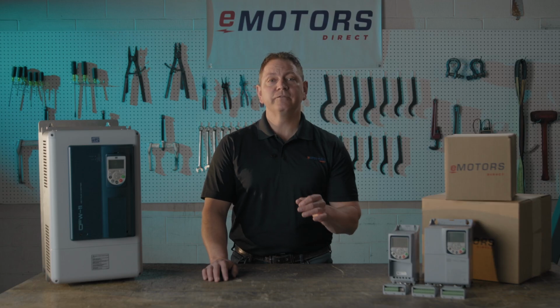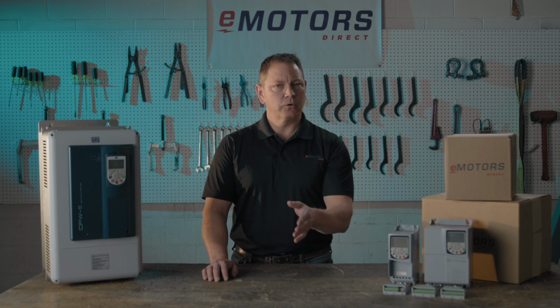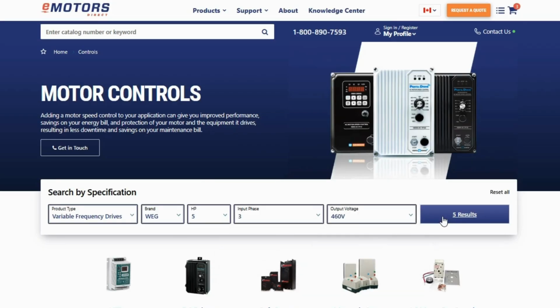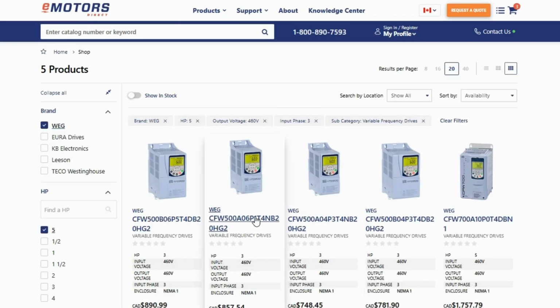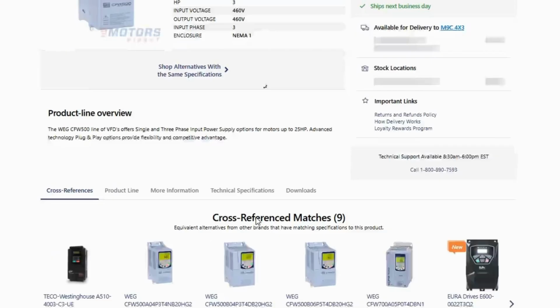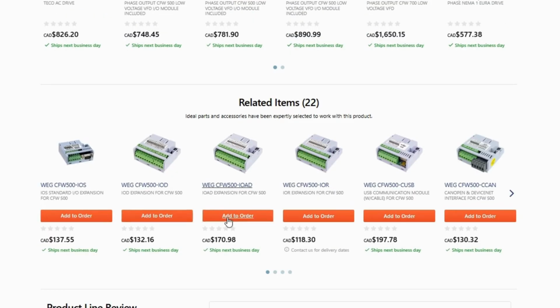To find the perfect VFD for your setup, just enter your motor's horsepower, input voltage, output voltage, and input phase into the eMotors Direct website. Find all the available expansions right on the product page and customize your drive for your application. Or, if you need a hand, our team of technical specialists is here to help you find the right VFD for your specific needs.